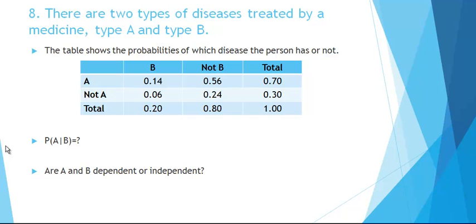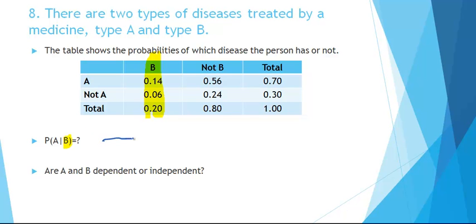Okay, let's take a look at this one. We have two types of diseases treated by medicine, type A and type B. And we have this table, and it's asking us to find the probability of A given B. So B is the condition. What I like to do is whatever is here is the condition, and that's the only area that we look at. And then it's asking us the probability of A given B.